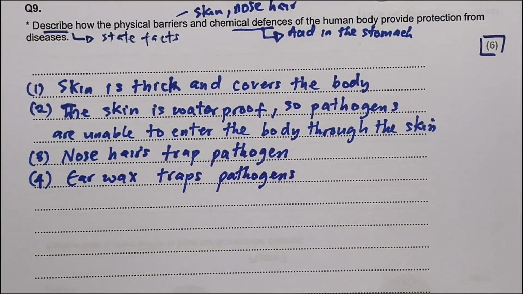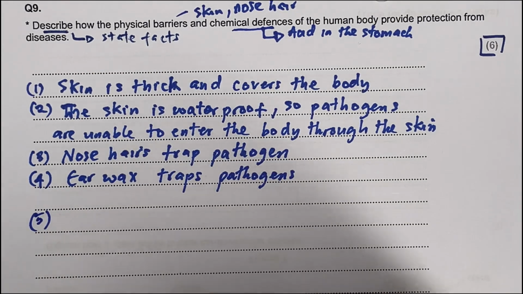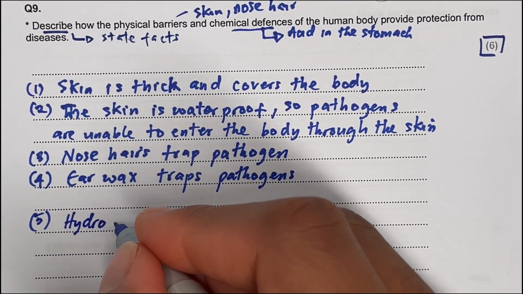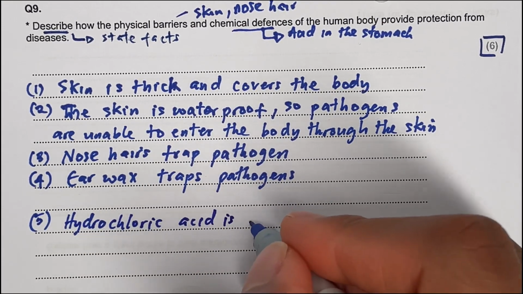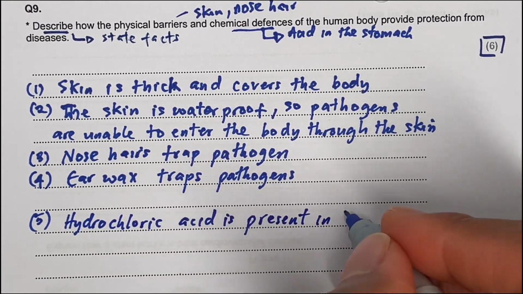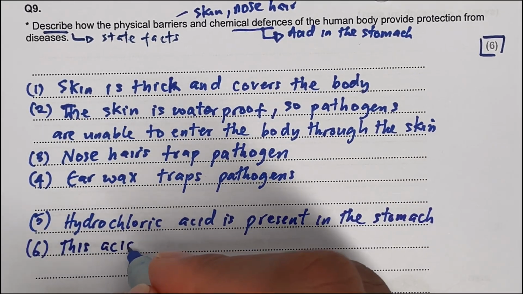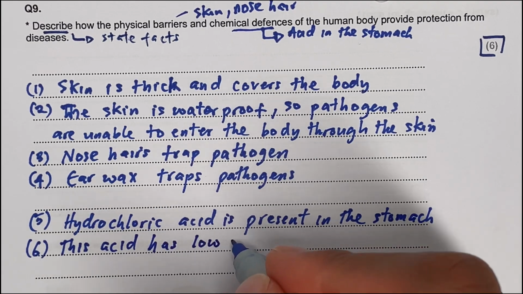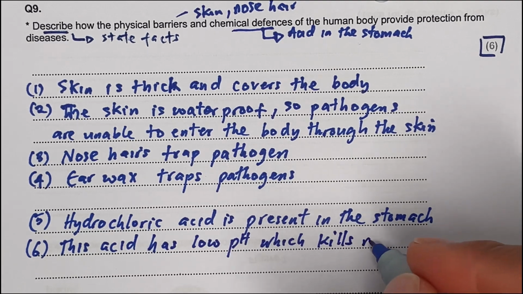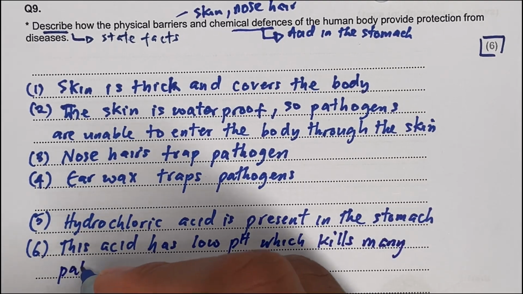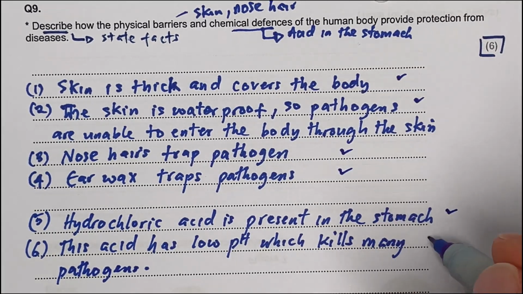Chemical barriers or chemical defenses that the body uses for protection. I know much about the stomach acid, and I know that the acid in the stomach is hydrochloric acid. Hydrochloric acid is present in the stomach. This acid has low pH, which kills many pathogens. 1 mark, 1 mark, 1 mark, 1 mark, 1 mark, 1 mark.